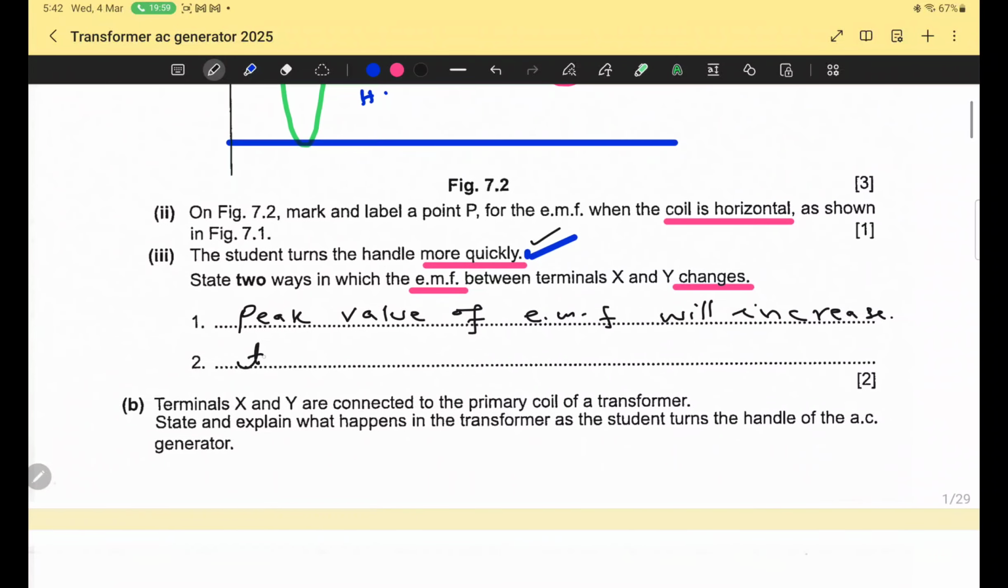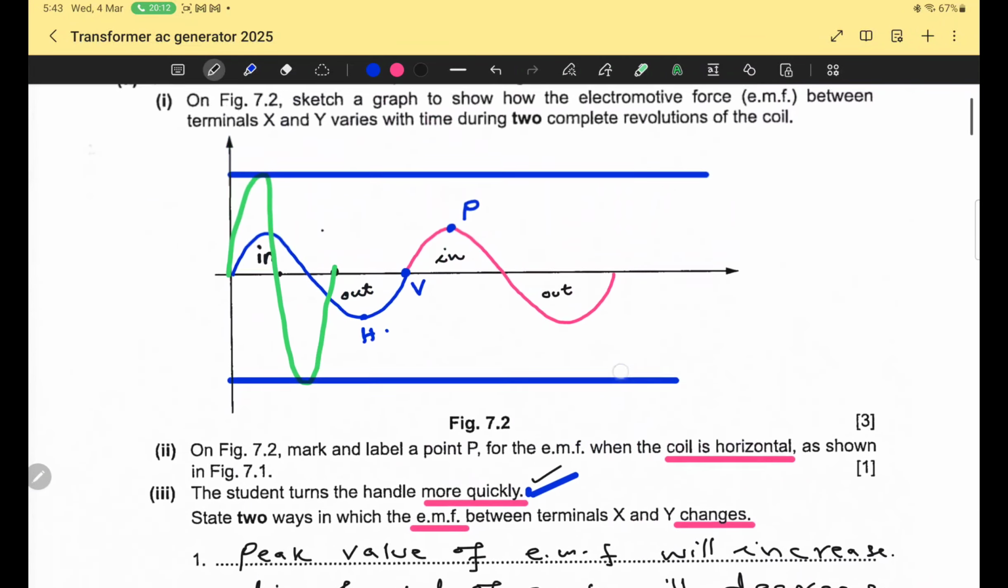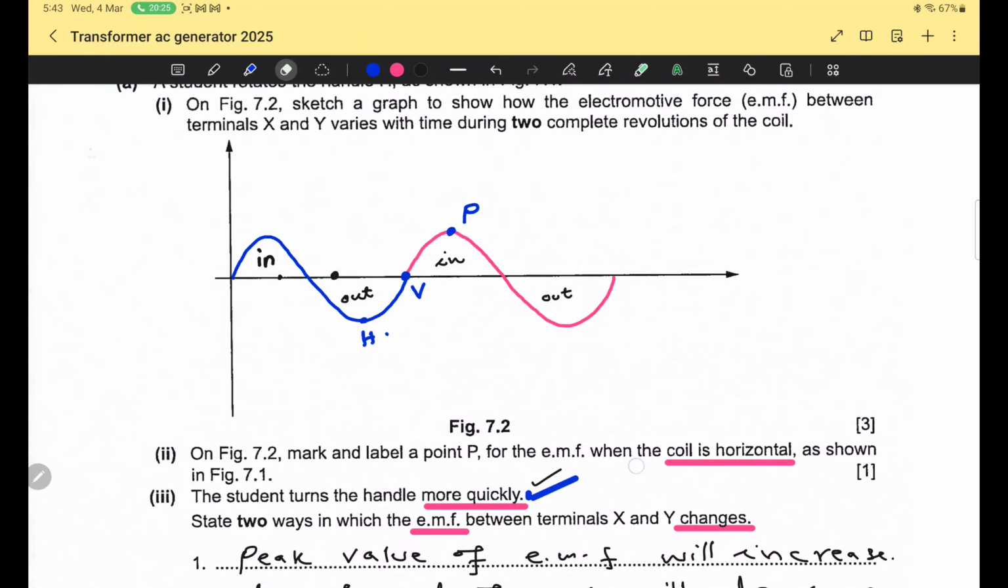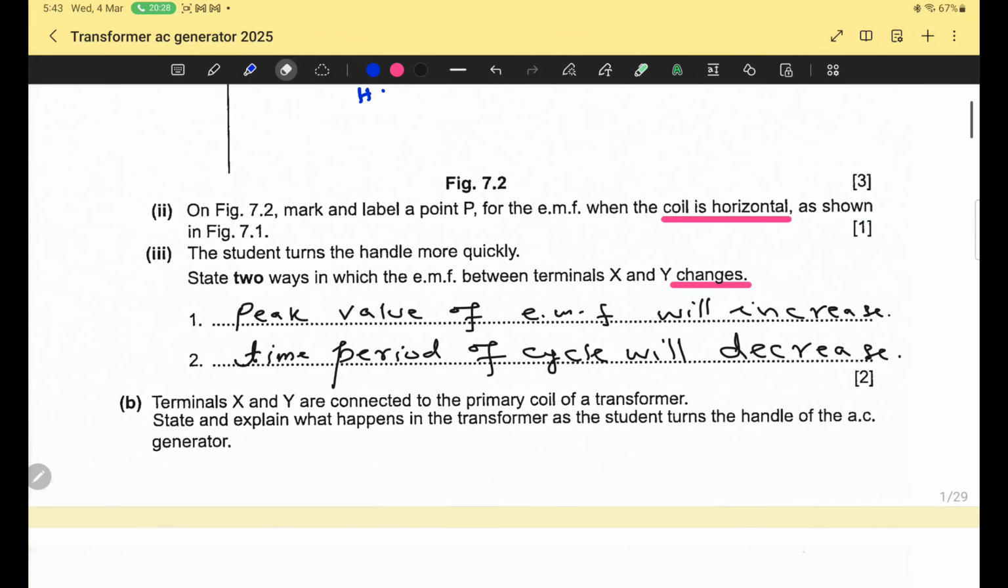Number two, time period of cycle will decrease. Initially, consider it was completing one cycle in 10 milliseconds, but in this graph, the green graph, it is completing in 6 milliseconds. It means the time period of the cycle will decrease as well as the peak value is increased. Peak value increase, time period decrease.